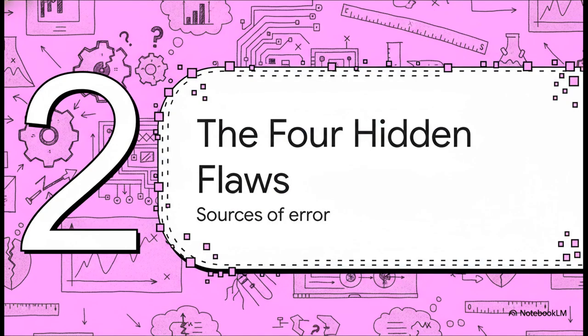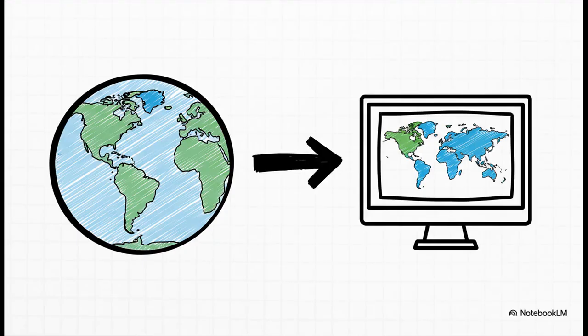All right, let's play detective for a second. Using our map analogy, we're about to uncover the 4 fundamental sources of error that scientists and engineers have to wrestle with every single day. So the first, and let's be honest, the most obvious flaw in our map is that we're trying to put a 3D spherical Earth onto a 2D flat screen. It just doesn't fit perfectly.